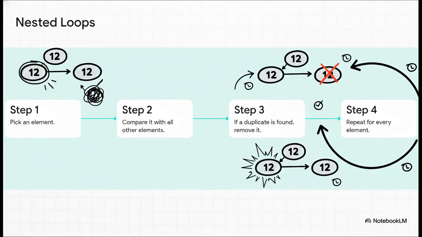Okay, so the first way we could build this tool is probably the one you'd think of first. It's the straightforward brute force method. We use nested loops. So you'd pick a node, let's say the first one with the value 12, then you run a second loop all the way through the rest of the list, hunting for any other 12s and kicking them out. Then you just move to the next node and do it all over again. It definitely gets the job done, but you'll see it has a pretty big hidden cost.